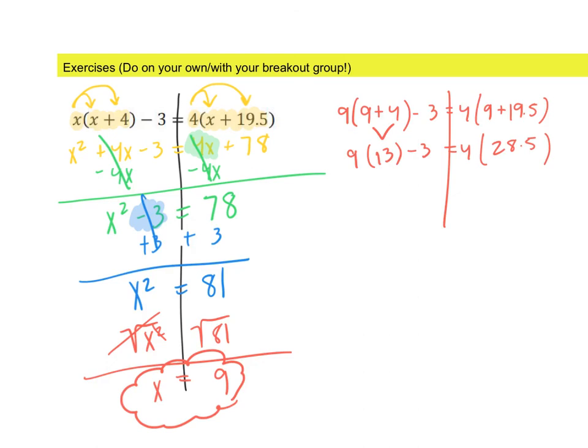Next up is to do our multiplication. So 9 times 13, this is 117. Over here, 4 times 28.5, this is 114. Last step is to do 117 minus 3, which is 114. And yes, it balances out my equation. My solution was correct. Okay, check it. Make sure you're identifying any mistakes you're making. Ask me questions if you have questions, and we're going to move on.